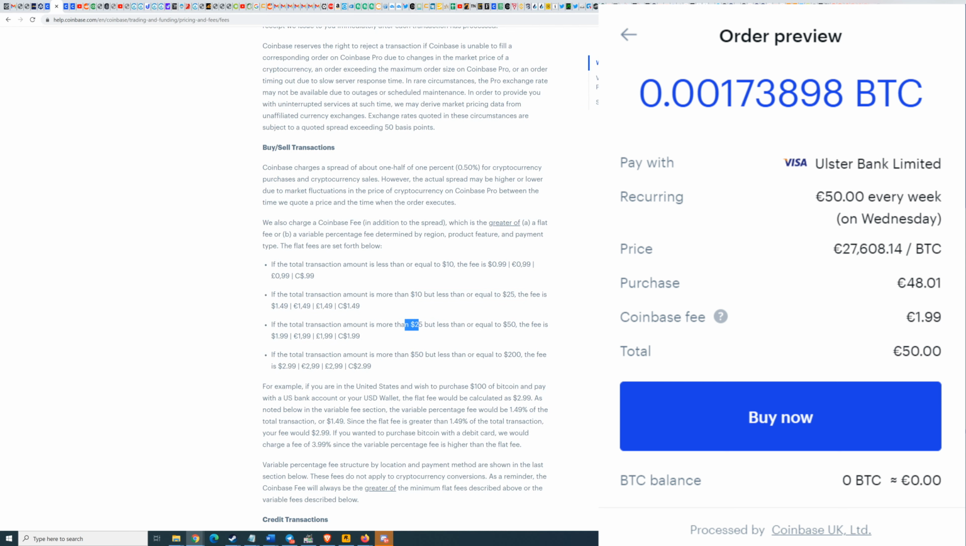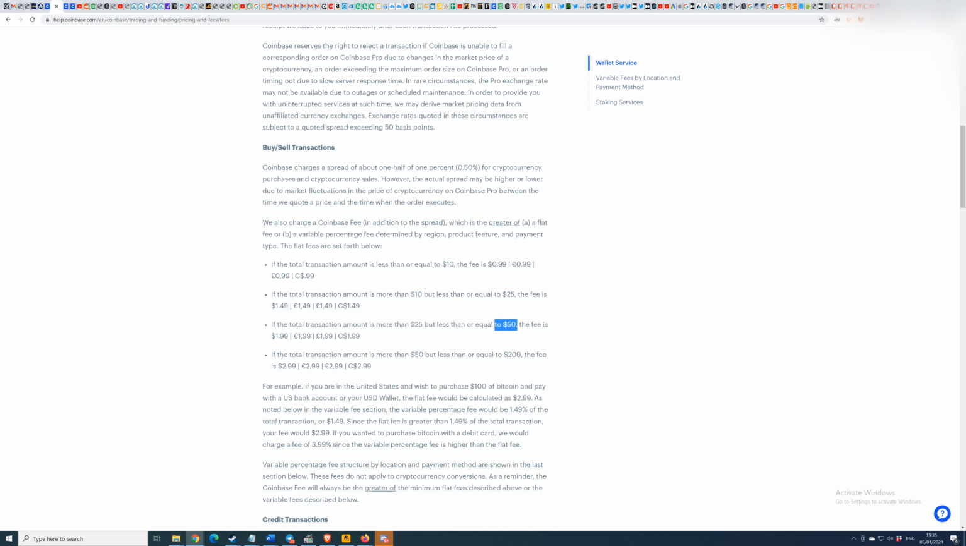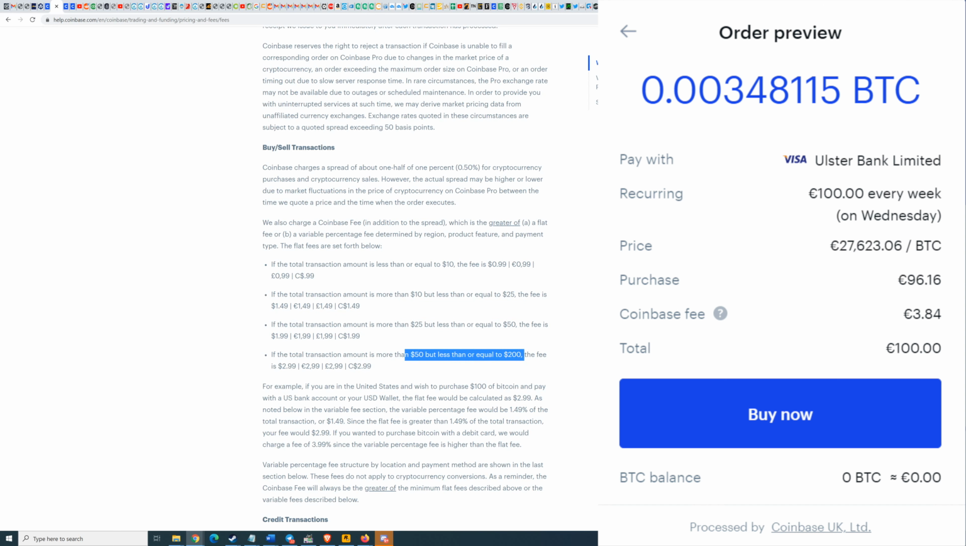So if you do go above 25, then maybe 50 would be the next logical point to go. At that point, you'll be paying a slightly lesser fee. And then if you go above 50, you want to go to, well, at least 100. And at that stage, that would be 299, and that would be 3%. Okay, so those are the fees.